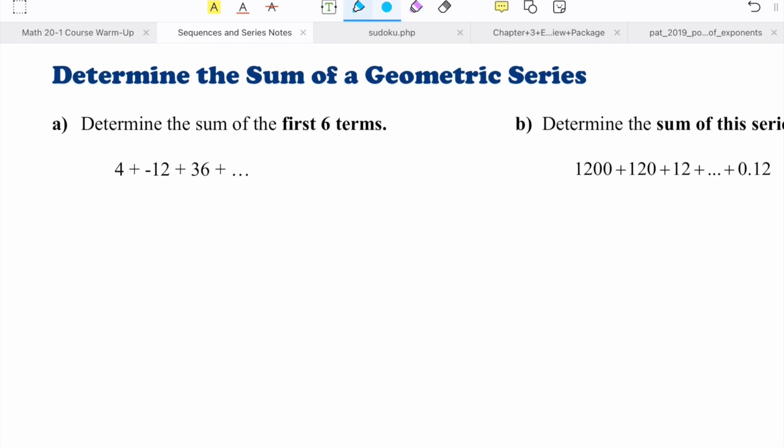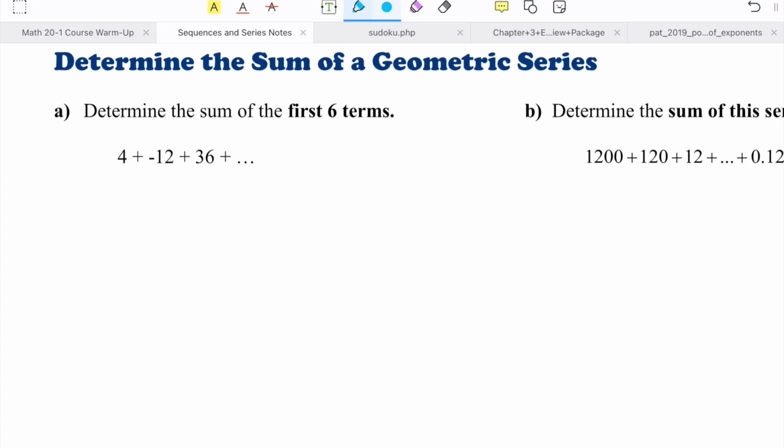Determine the sum of the first 6 terms. There are terms given to us. 4 will be our T1. How can I find the ratio? Negative 12 divided by 4, which is negative 3. Yes, so I'll just divide Tn over Tn minus 1, so negative 12 over 4, which is negative 3. So I have my T1 and I have my r. What is my n? Your n is 6. 6 terms, so n is 6.